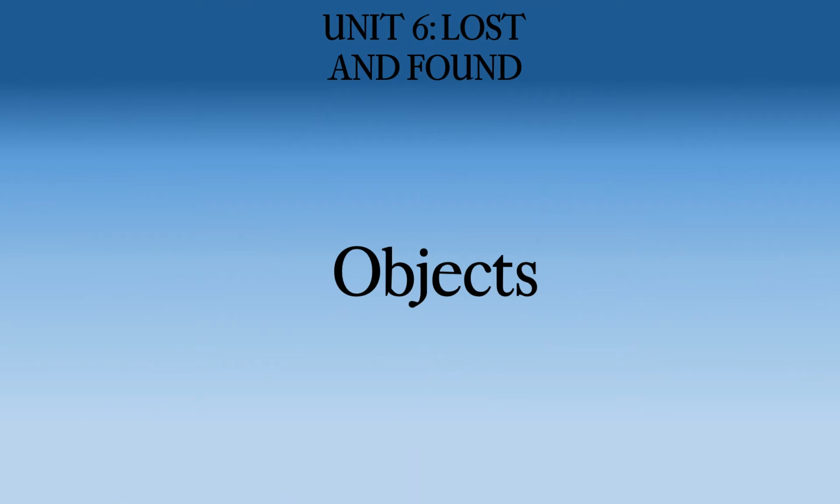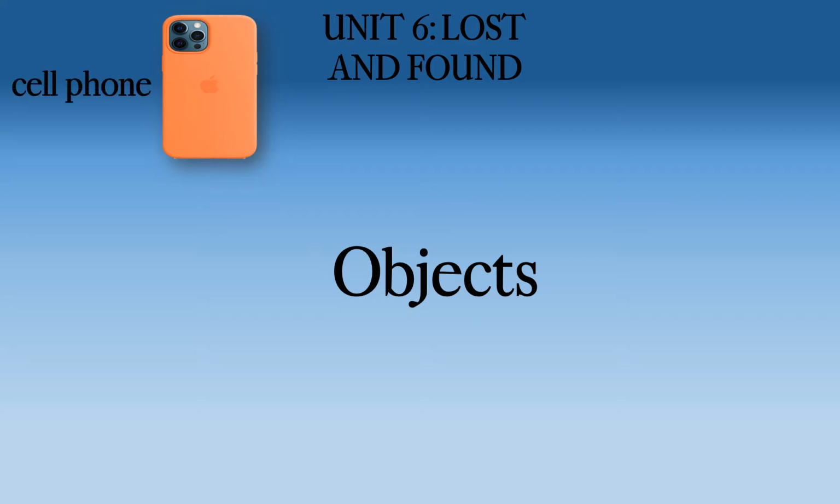Let's look at our 6 objects. I am sure that you know the names of these by now. Let's look at the picture and you say the words. Number 1, what's this? It's a cell phone. Yes, a cell phone. Everyone has one of these now. When I was in school, no one had them. There were no cell phones.